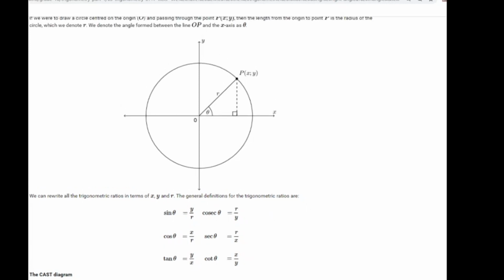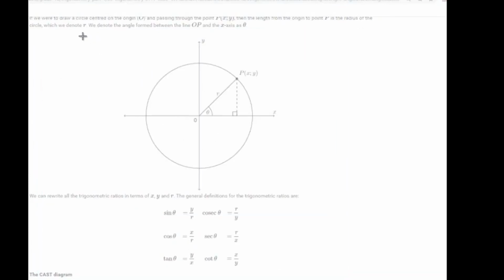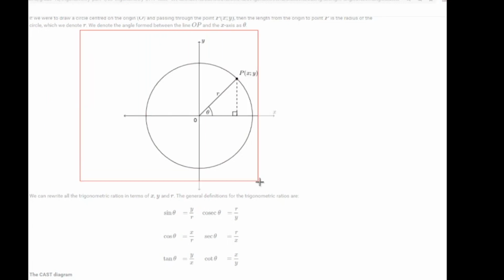Okay, let us copy this circle to our board.